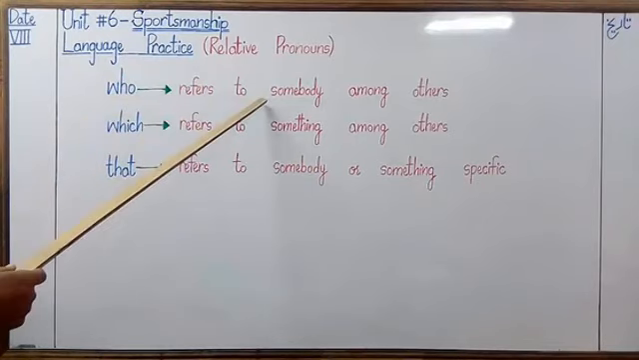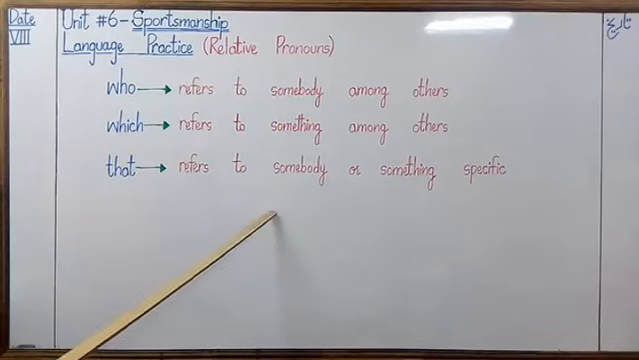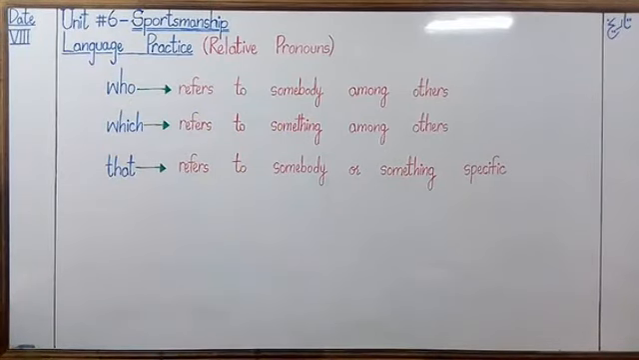यानी कि who somebody को रेफर करता है, which something को रेफर करता है, that हम somebody और something दोनों ही के लिए इस्तेमाल कर सकते हैं। अगर आपको relative pronoun में somebody के लिए इस्तेमाल करना है तो आप who का इस्तेमाल करेंगे, something के लिए इस्तेमाल करना है तो which का इस्तेमाल करेंगे, जबकि that, somebody और something दोनों के लिए इस्तेमाल हो सकता है. I'll give you some examples on the board.